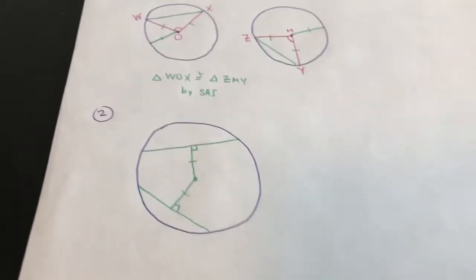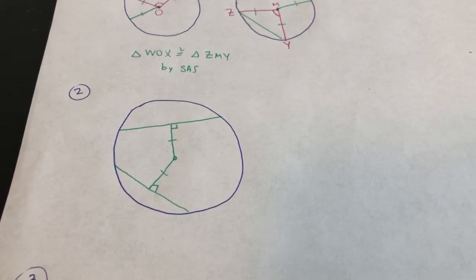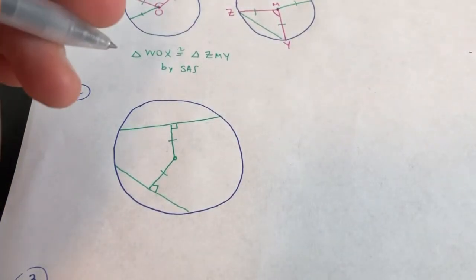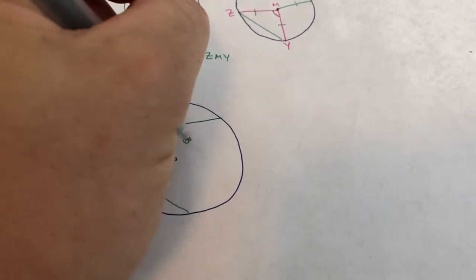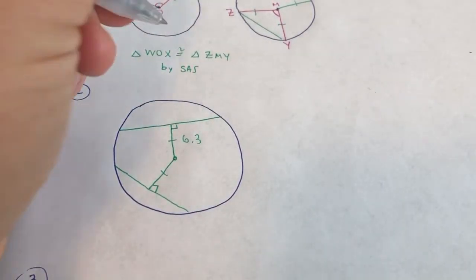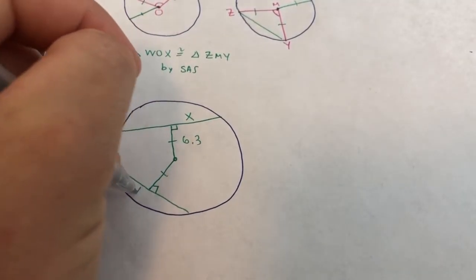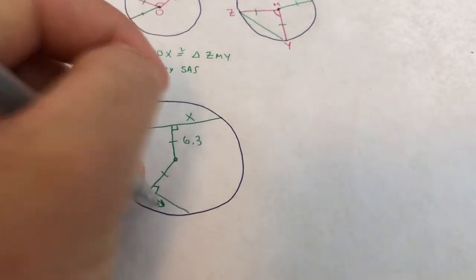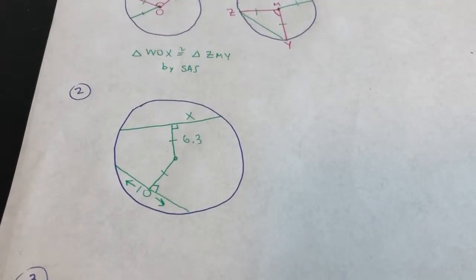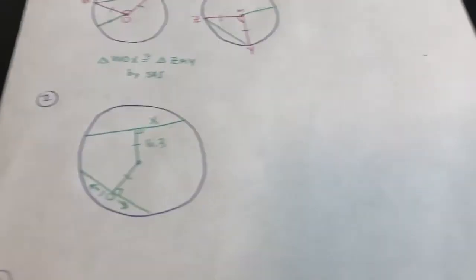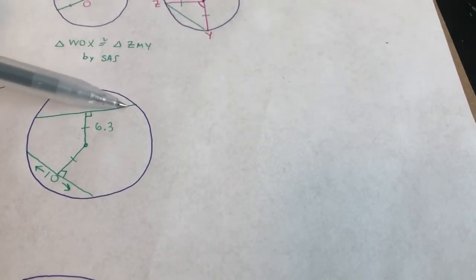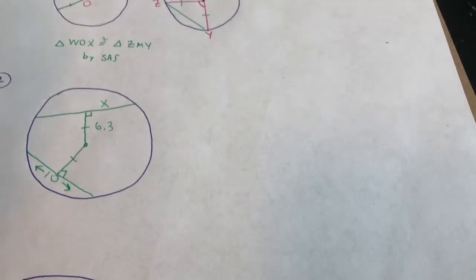All right, so let's look at this next one. Find the value of x, and let's put in some values here. Let's say this is 6.3. This is x, just this little part. And then let's say this whole thing is 10. This is, I think, the biggest theorem in this section. Let me label everything here.